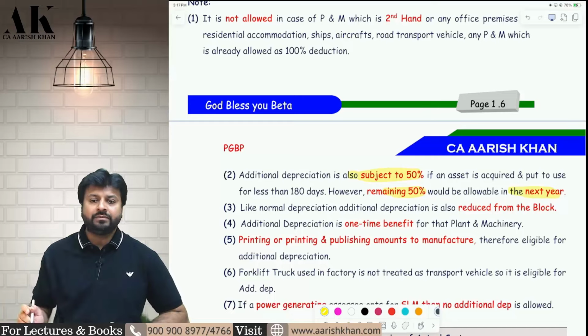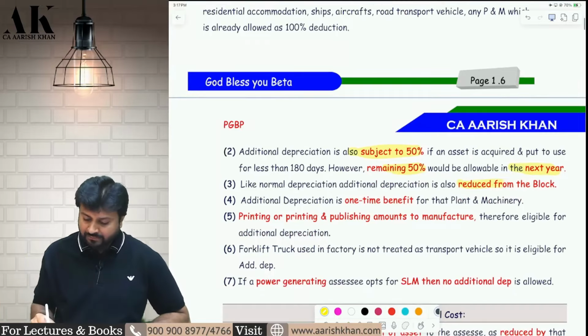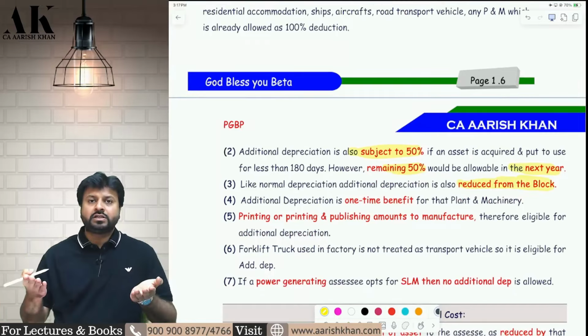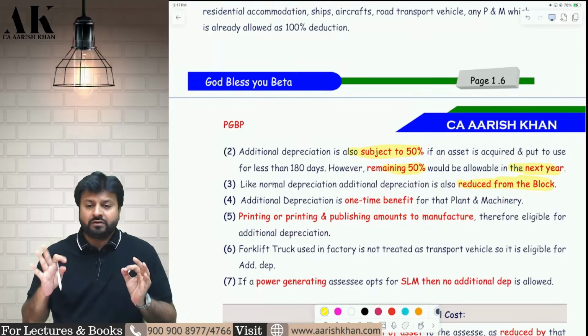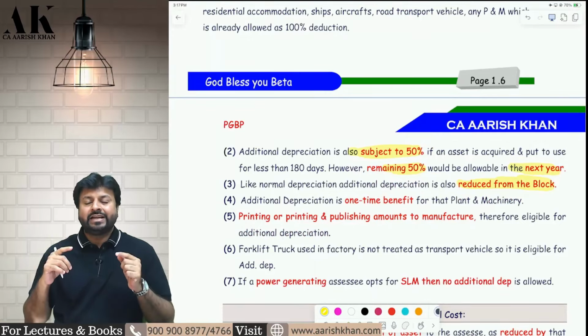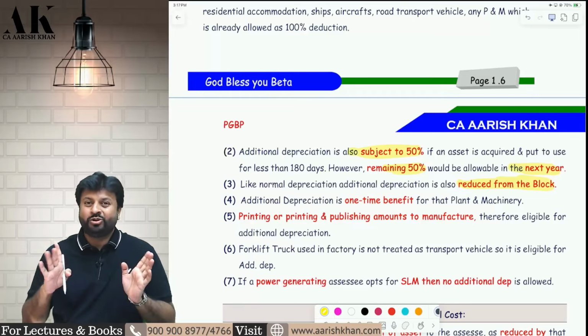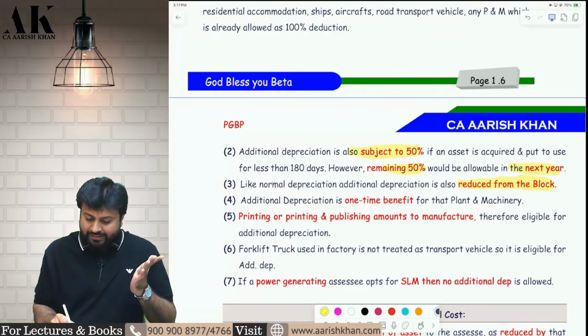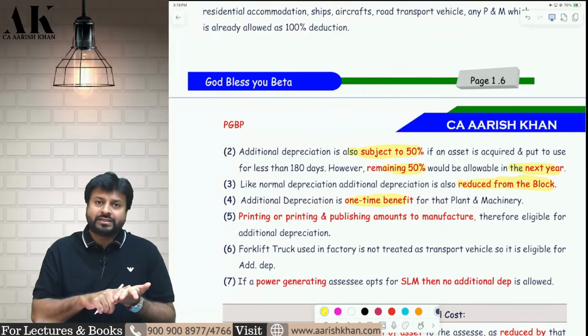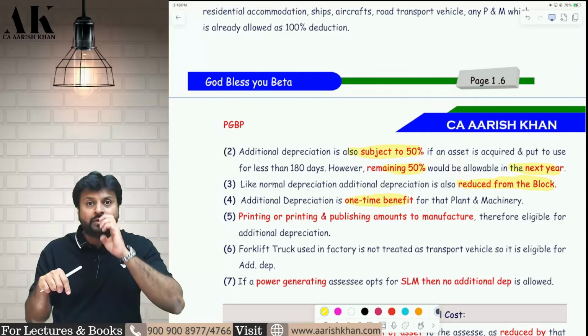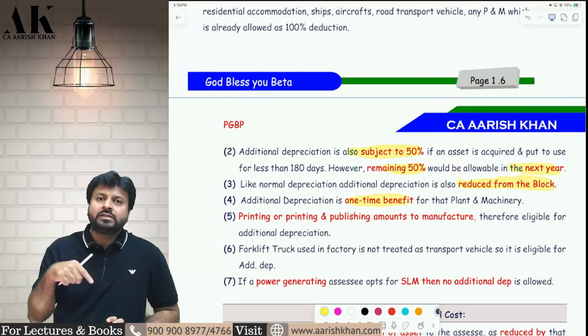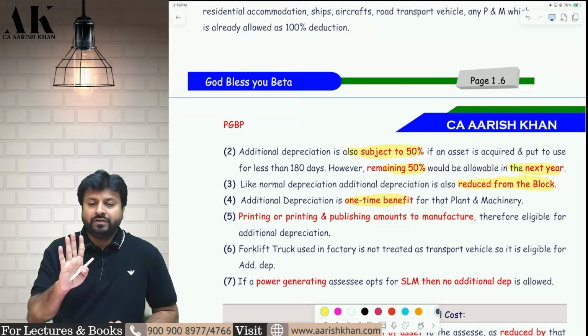Sir, will this additional depreciation also be reduced from the block of asset? Yes, this is also like a depreciation. Therefore, this will also be reduced from the block of asset. Next, sir, is this additional depreciation I am going to get every year? No. On one asset, only one time. It's a one-time benefit for one particular asset. Next year, if you purchase another new plant and machinery for manufacturing purpose, you will again get additional depreciation. Only one time on one asset. Okay, be very careful with that.